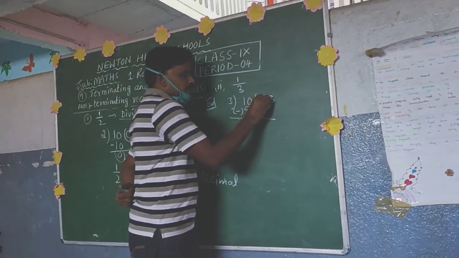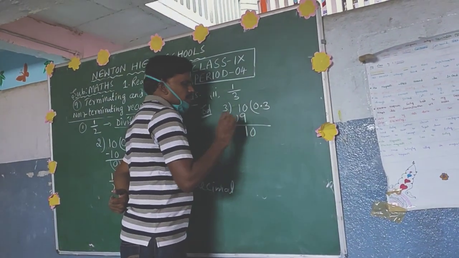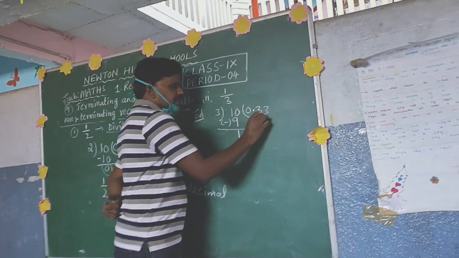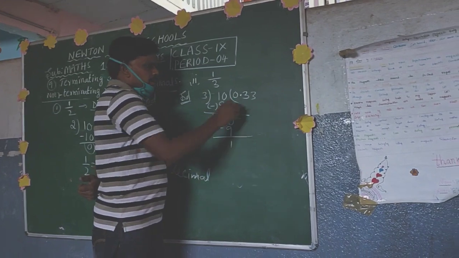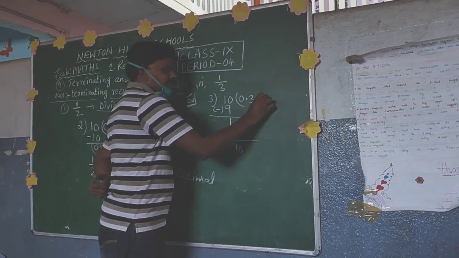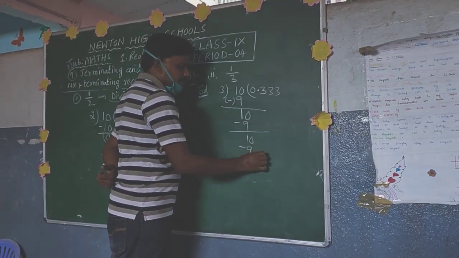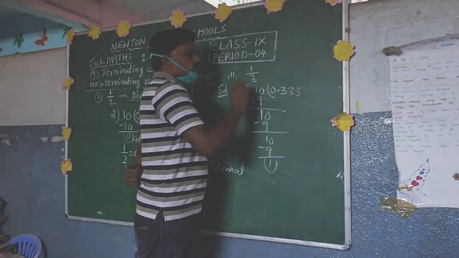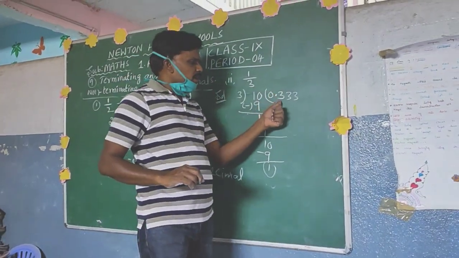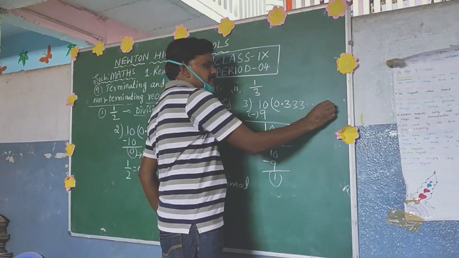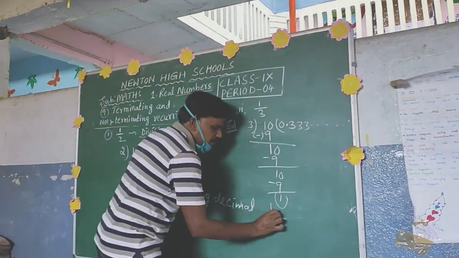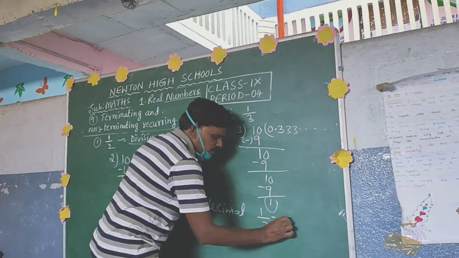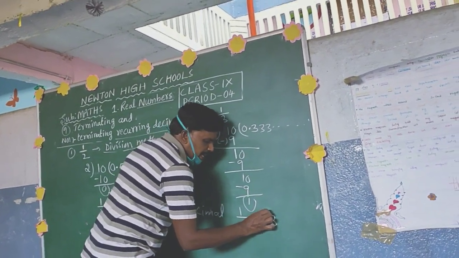Then already a decimal point is there, we get here 0. Then again we have to divide with 3. 3 3s are 9. Then 10 minus 9 is equal to 1. So again we get 0 here. Again 3 3s are 9. 10 minus 9 is equal to 1. So this particular digit 3 is repeating again and again. So we can write in decimal form: 1 by 3 is equal to 0.3 bar.